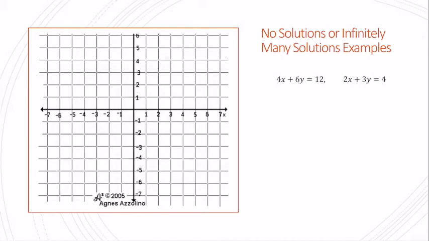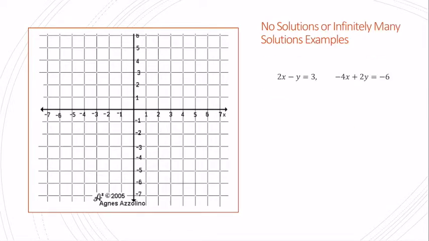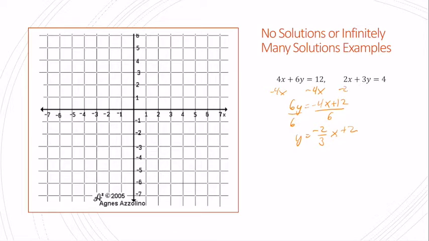Let's graph a couple more examples. I have 2x plus 3y equals 4 and 4x plus 6y equals 12. I'm going to go ahead and get both of these into slope-intercept form. I do that by isolating my y variable. If you have any questions about what I'm doing here, I would definitely recommend going back to review some of the chapter 2 videos.